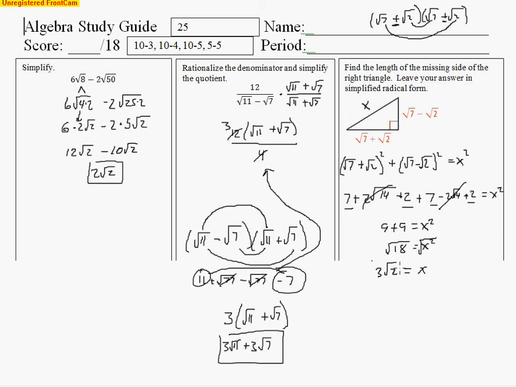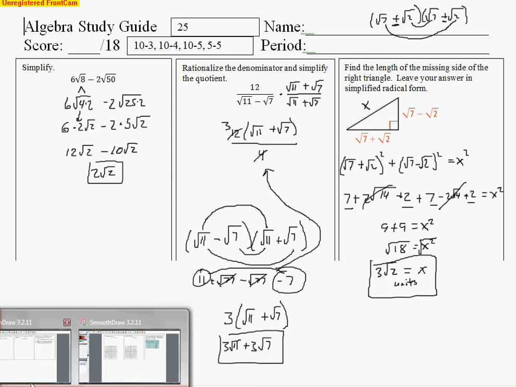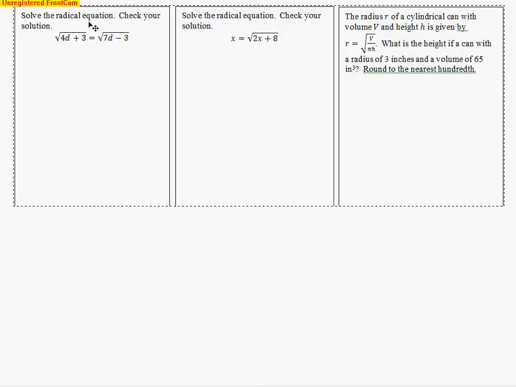I get that by taking out the perfect square of 9 and taking that square root. And so these are, I don't know what the units are, so I'll just put in units. So taking a look at the next problem, here I'm asked to solve the radical.